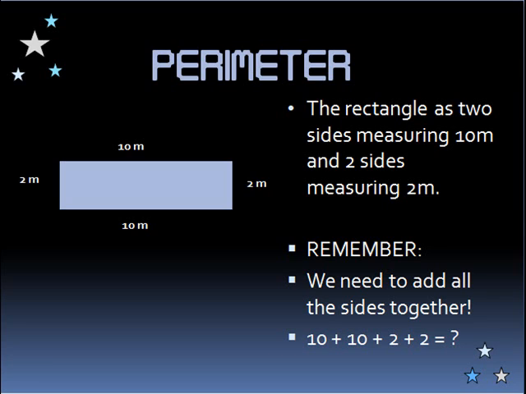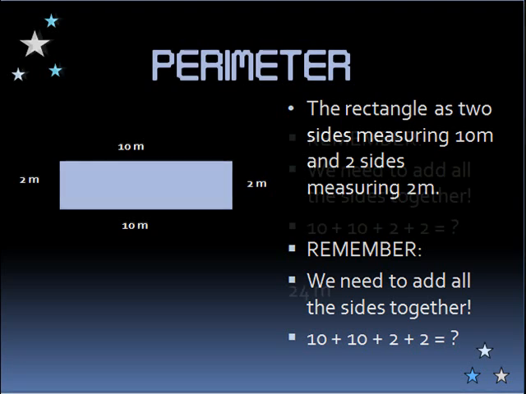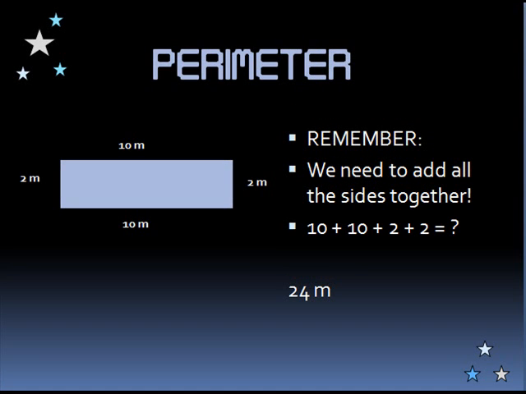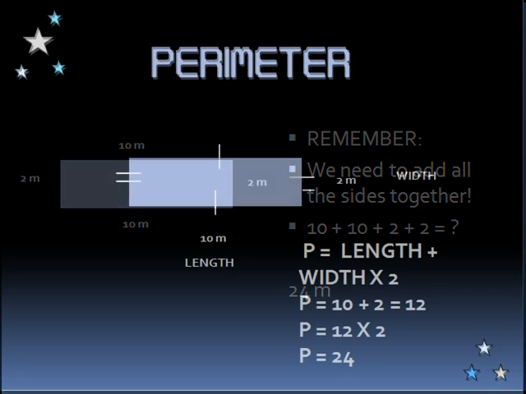So we need to add all these sides together. So it would be 10 plus 10 plus 2 plus 2. Do you know the answer? That's right. 10 plus 10 is 20, plus 4 is 24. Well done. Our perimeter of this shape is 24 meters.